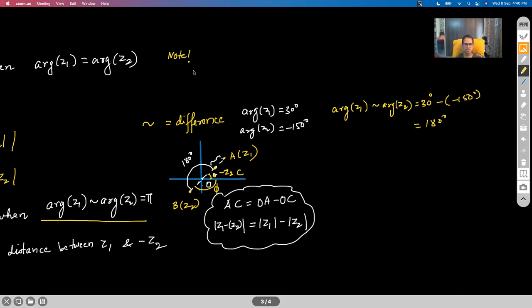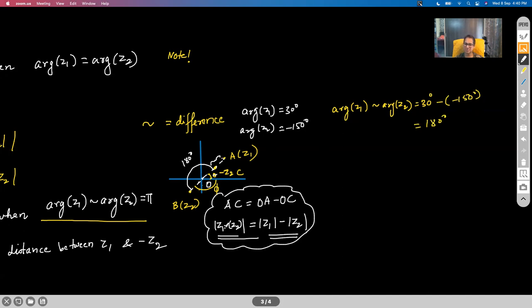Statement in the cloud. I'm trying to create a scenario where the distance between A and C is equal to the difference of OA and OC. Because I want this condition to be met now. This condition should be met.